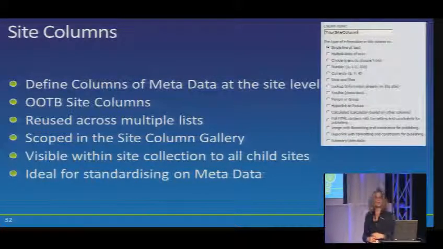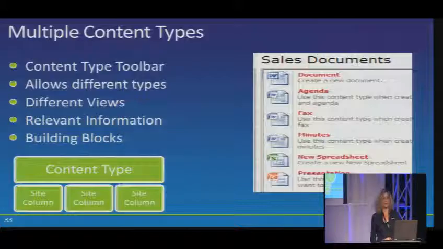So site columns, just a plain old simple column, but it is reused against multiple lists. They're kept in the site column gallery, which is at the site settings level, and they're visible to all sites within that site collection or sub-sites within it. So ideal for standardising on metadata, it stops you having scenarios of having 10 different department columns that all say HR and human resources, etc.